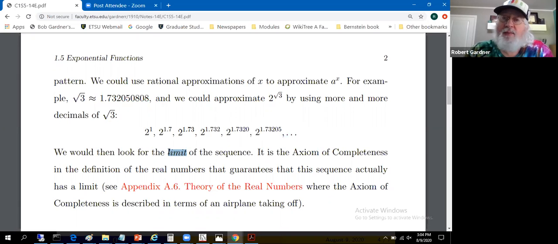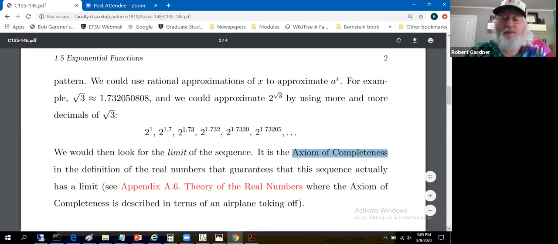You don't know what a limit is because that's a calculus thing. Limits of sequences will be defined in calculus. We'll define limits of functions in calculus 1. Limits of sequences is defined in calculus 2. So we got some concerns over what to do when we have irrational exponents. Are you sure this limit even exists? Well, that's kind of a long technical story. It's the axiom of completeness that guarantees that such a limit will exist.